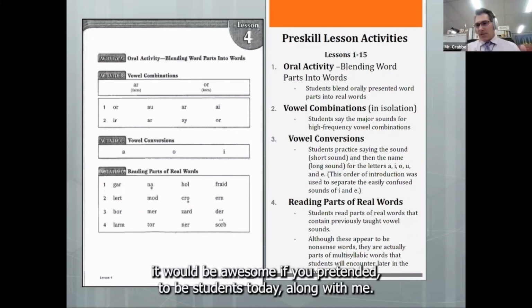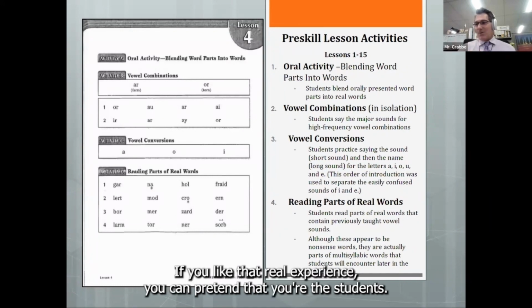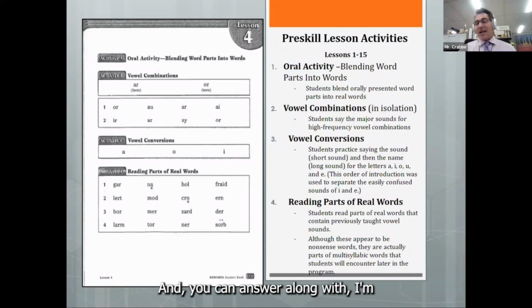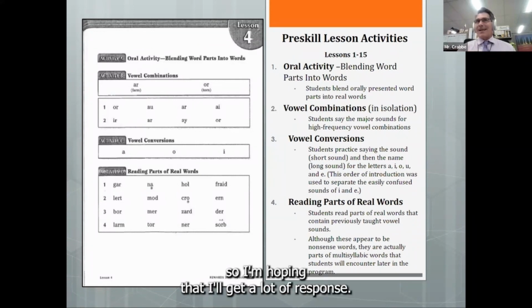It would be awesome if you pretended to be students today along with me so that you would get a real experience. I will pretend as if I'm the teacher. If you like that real experience, you can pretend that you're the student and you can answer along with me. I'm going to ask a lot of questions as if you're the students. So I'm hoping that I'll get a lot of response. And if I don't, it's not going to go as well. You're going to be like, well, there's no answer and you won't get the real experience.